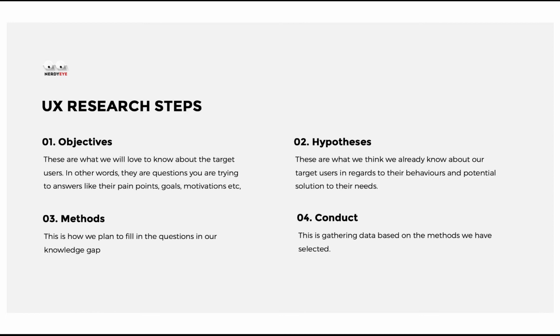How do you plan to fill in that particular knowledge gap under the objectives, right? Let's say your objective is to know their pain points. So how do you plan to go about getting data that will help you fill in their pain points? We'll call that the method under the user experience research steps. Now the fourth one is to conduct the research. Basically, this is gathering the data based on the method we have selected under number 3, which is method.